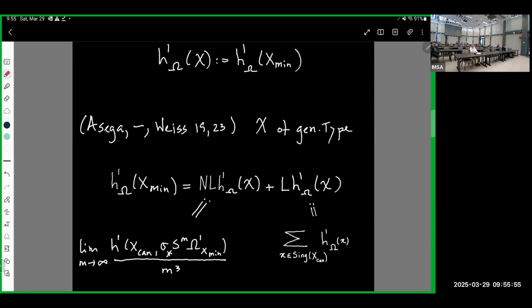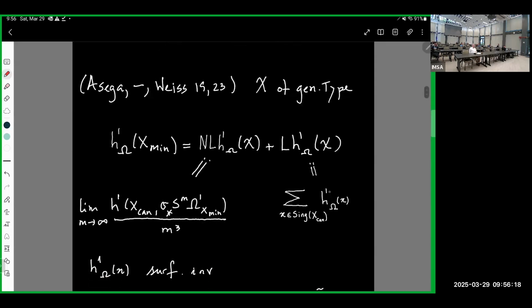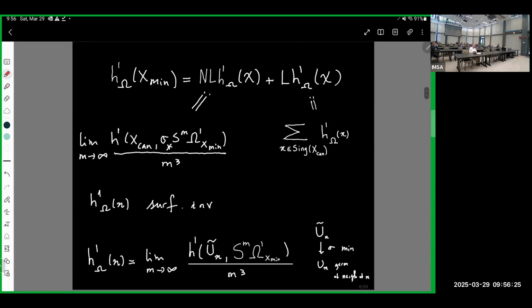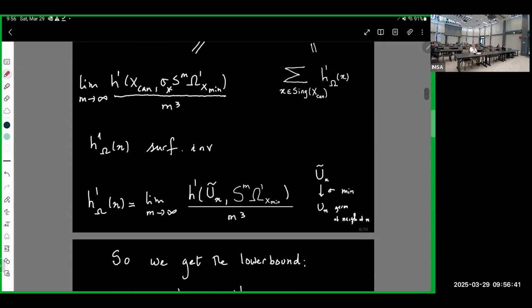Let me focus on the other part, which we call localized H1. That localized H1 comes from the singularities. Each singularity is a contribution to H1, and that's the part I'm going to focus on. This is the surface invariant, for which the definition is here. It basically has to do with the local growth of H1 of symmetric powers of the cotangent bundle. All right, and this is the invariant that we would like to understand.